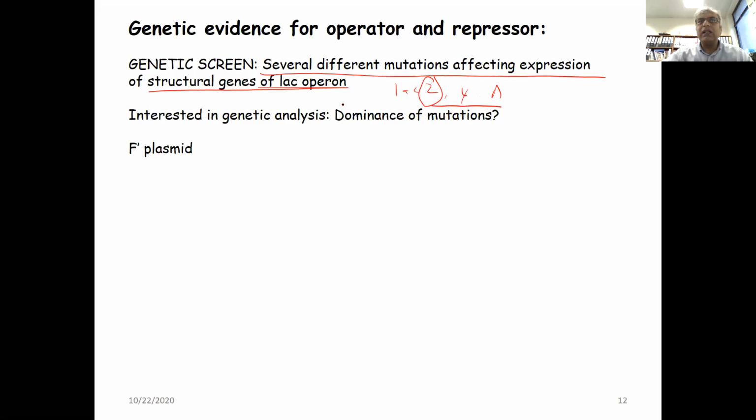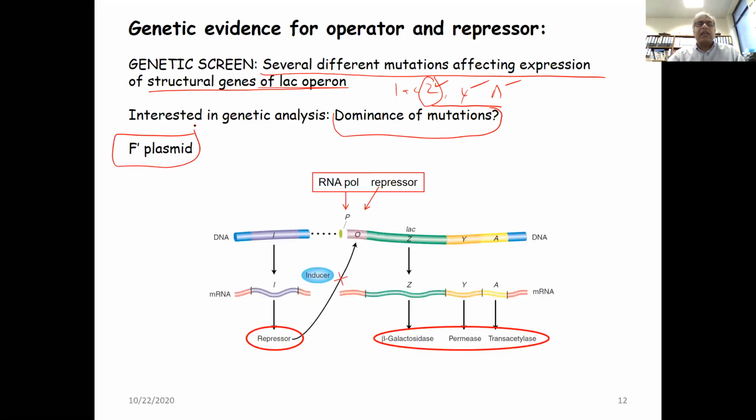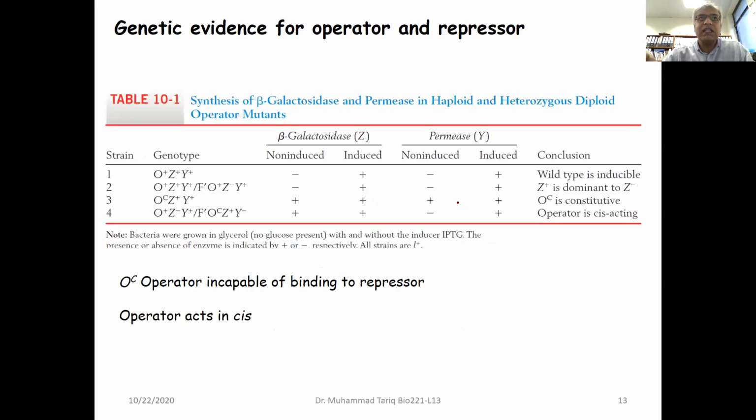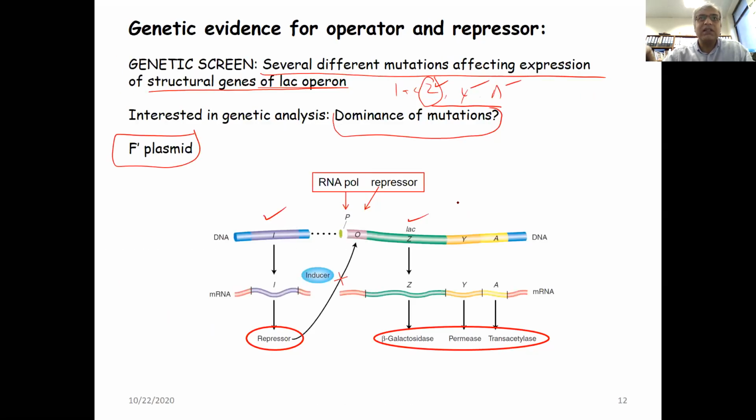They also did analysis of whether these different mutants they discovered are dominant or recessive using F prime plasmid. And their conclusion was that, already they knew I and Z are in two different genes. This slide actually should not have been here. This should have been in the end. This should have been earlier. Okay.